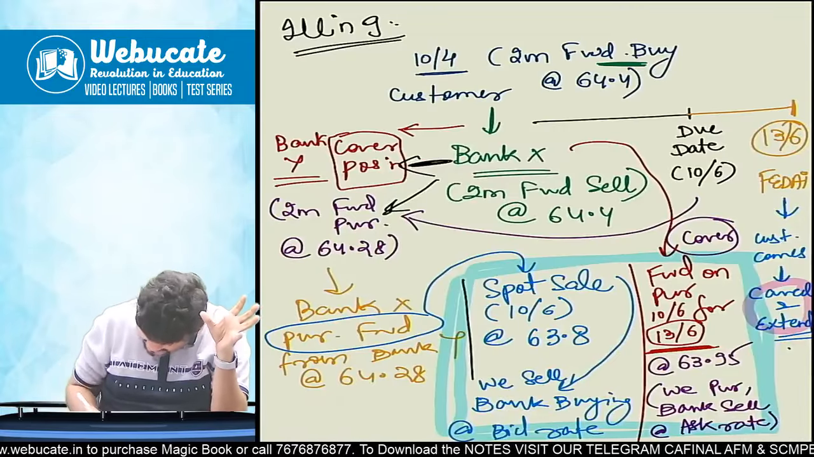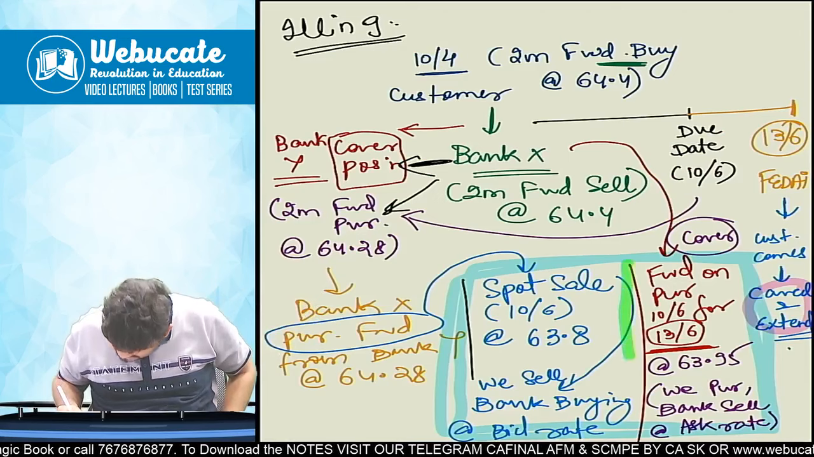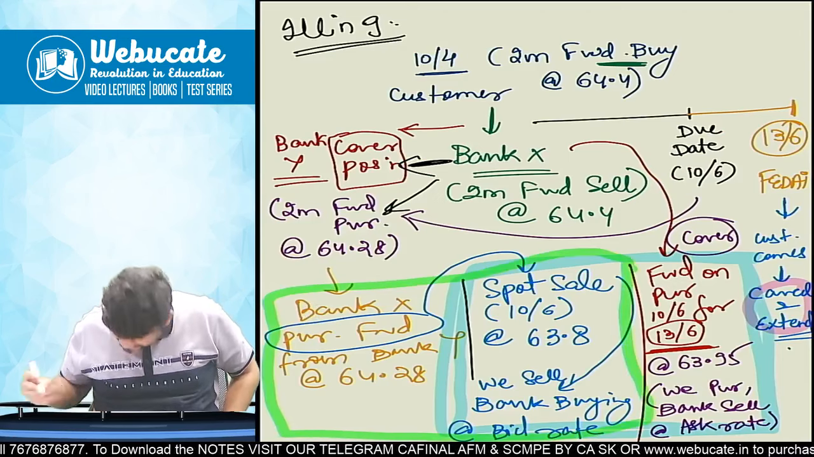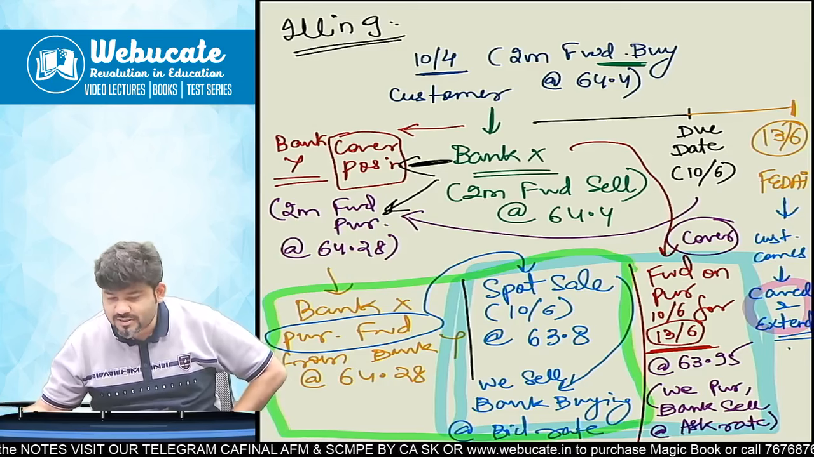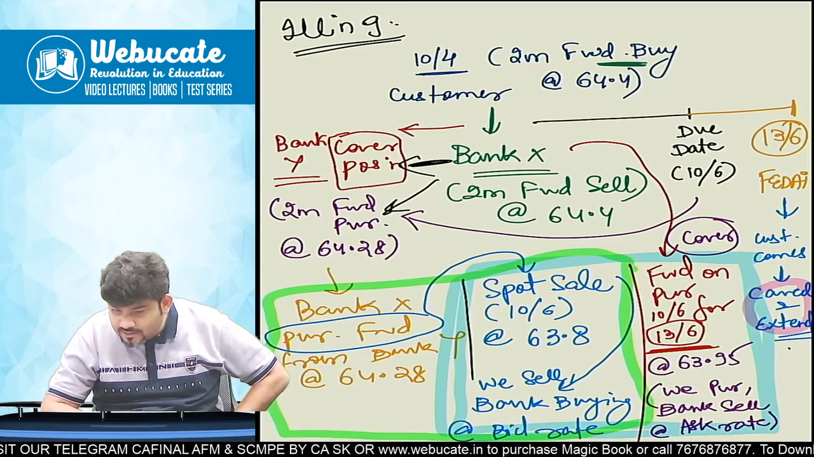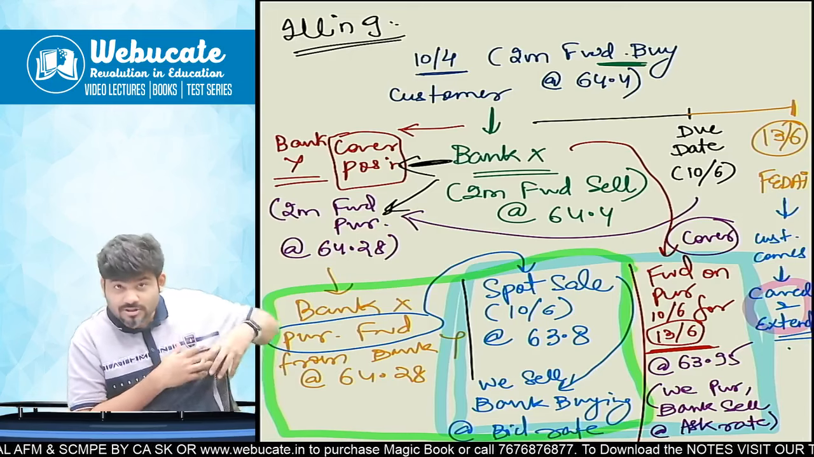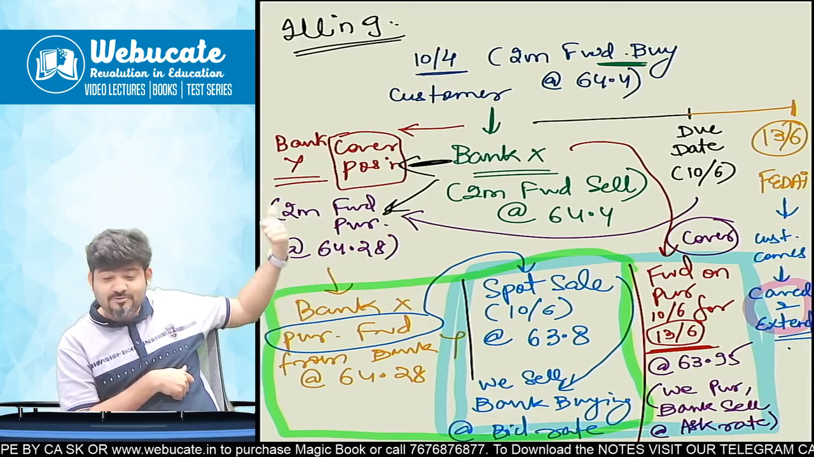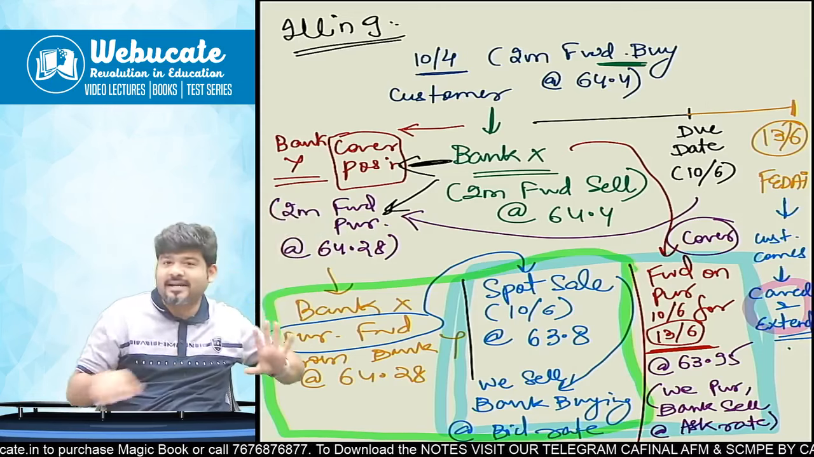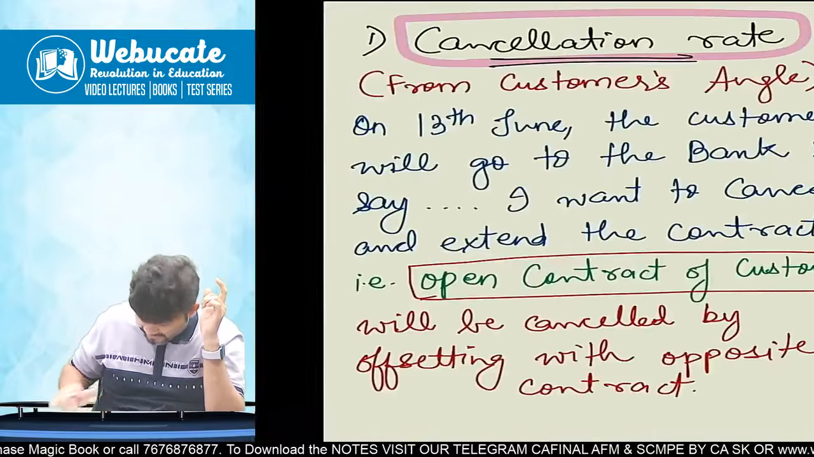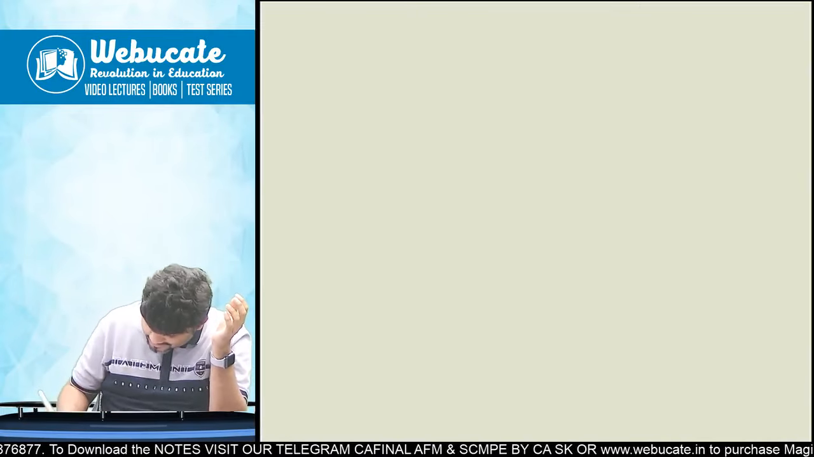So interest on outlay of funds will be based on this bank X, forward purchase and spot sale. So what is the forward purchase rate? It is 64.28. Spot sale 63.8. So essentially we are making a profit, whatever it is, we will calculate. Because on this date, I will have to pay 64.28 to the bank, and I have actually sold it also, so I have earned 63.8. So the net extra that I have earned, I will earn interest on till the customer comes. So let's write that down for 3 days probably. So next is interest on outlay of funds.